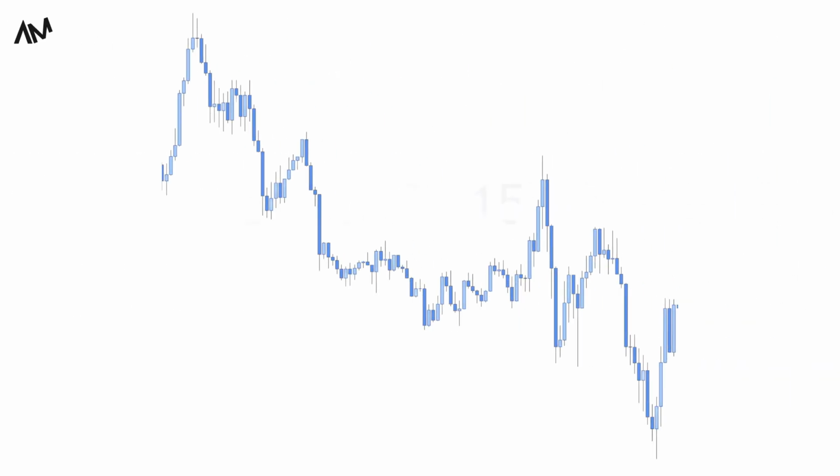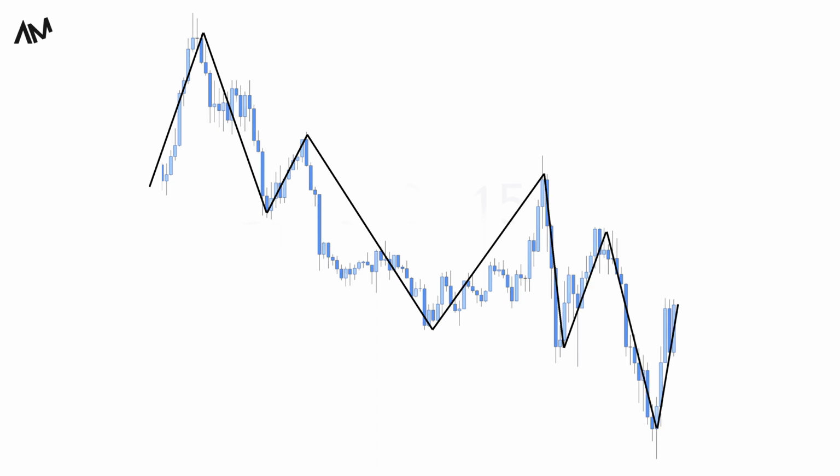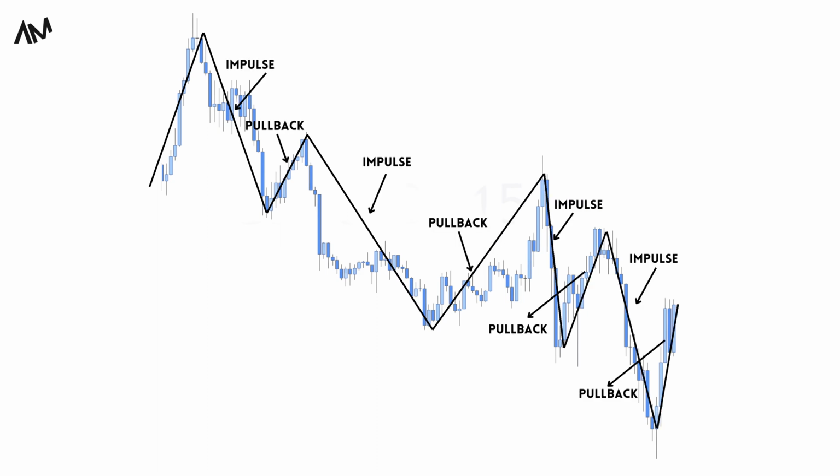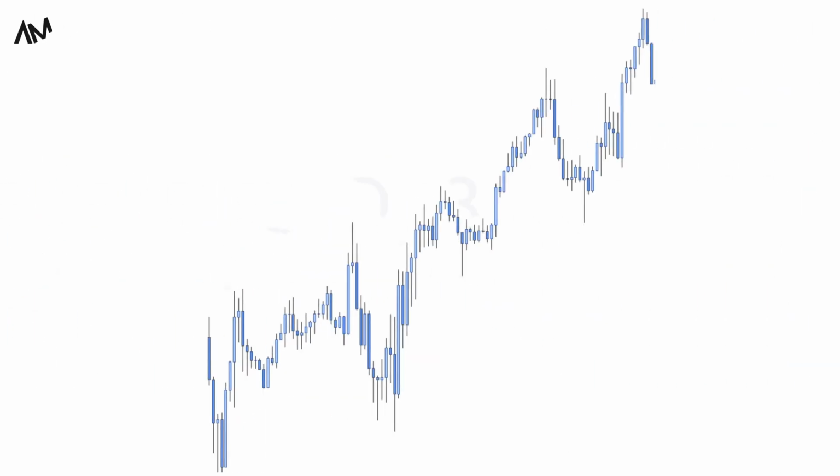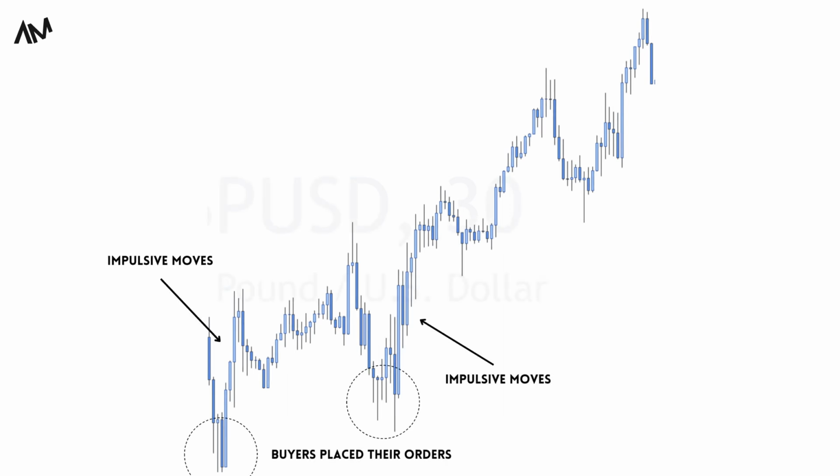Now let's delve into some fundamental concepts about market structure. Regardless of whether you're trading in Forex, crypto, stocks, or other financial markets, it's crucial to understand how prices move in waves of impulse and pullbacks. This fractal nature of the market occurs due to the behavior of market participants. When market sentiment is bullish and traders are optimistic about a currency pair, they tend to buy it, resulting in an impulsive move in one direction.